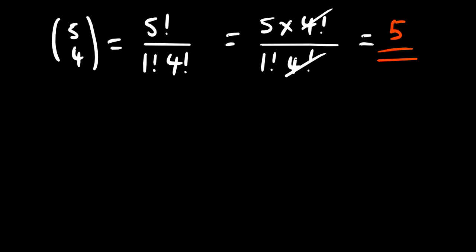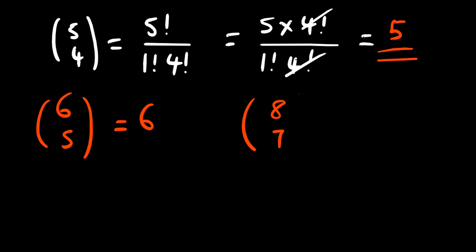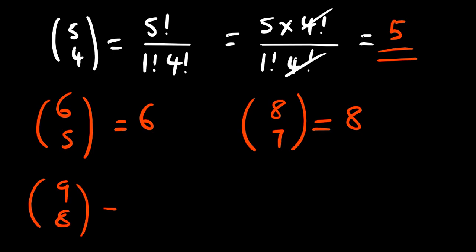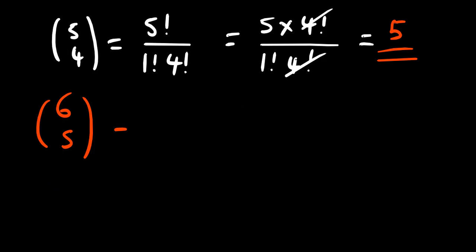Another rule that you are supposed to know: if the number that is on top is followed by the number that is down, or the difference between the two is just 1, the number on top will always be the answer. What do I mean? If I've got 6 combination 5, the answer will be 6. If I've got 8 combination 7, the answer will be 8. If I've got 9 combination 8, the answer will be 9. So it is very important to also understand that part.